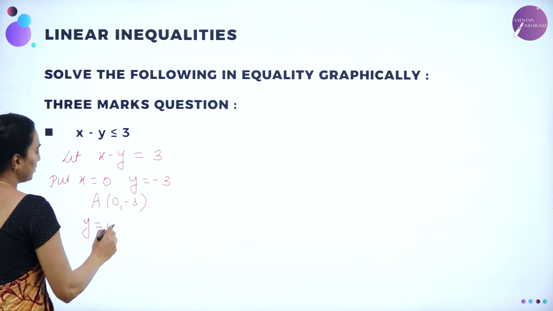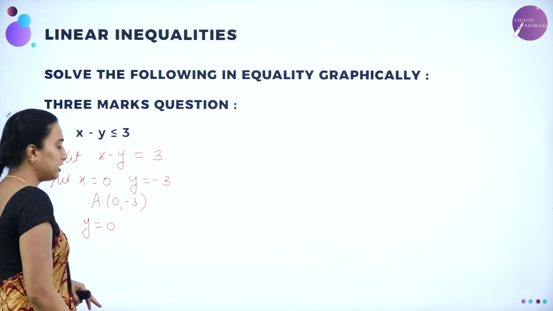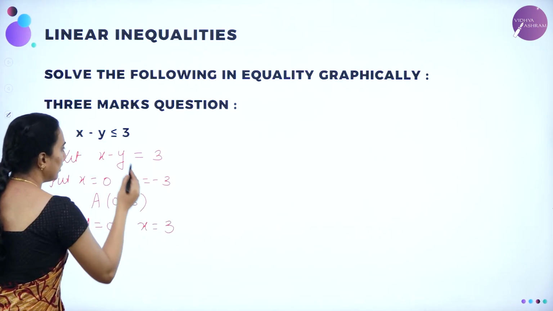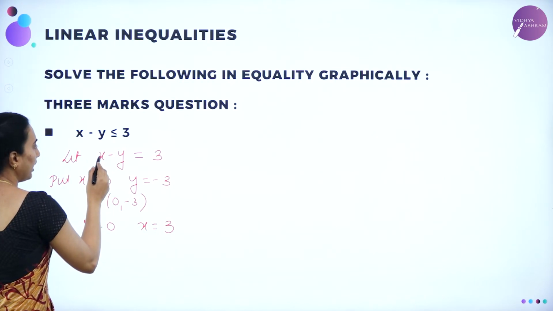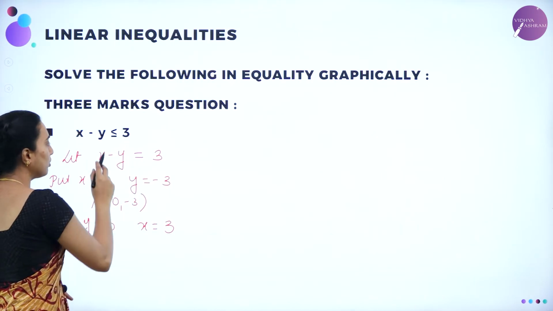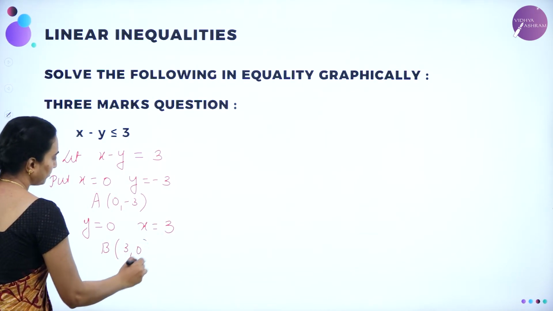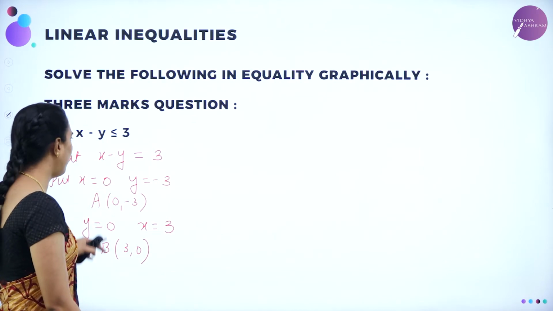Next put y equal to 0. Put x equal to 0, you got y equal to minus 3. Now put y equal to 0, you are getting x is equal to what? Plus 3. Because x minus 0 is equal to 3, so x equal to 3. So this is a point B of 3 comma 0. Now you need to join the points.